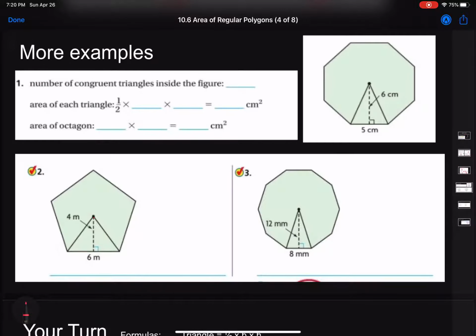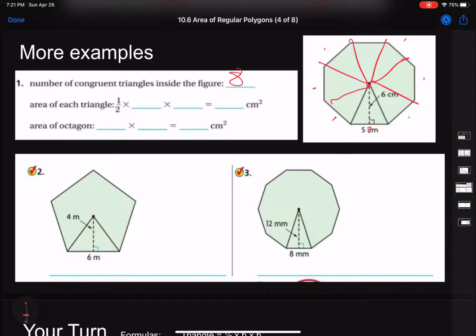So here is 3 more, continuing doing the same thing as the other ones. So the first thing you want to do is count up how many sides you have, because however many sides you have, that's how many triangles you have. You have 1, 2, 3, 4, 5, 6, 7, 8. So you have an octagon. So you have 8.